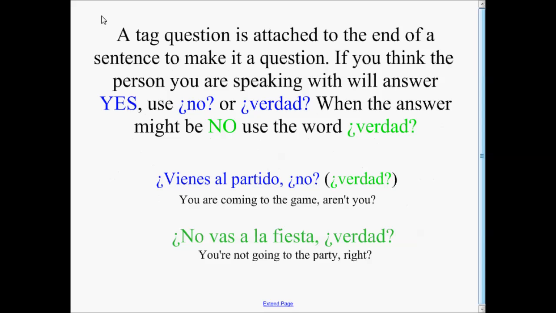A tag question is attached to the end of a sentence to make it a question. If you think the person you are speaking with will answer yes, use no or verdad. When the answer might be no, use the word verdad. For example, ¿Vienes al partido? ¿No? You are coming to the game, aren't you? No vas a la fiesta, ¿verdad? You're not going to the party, right? Or, ¿vas a la fiesta, no? You're going to the party, aren't you?